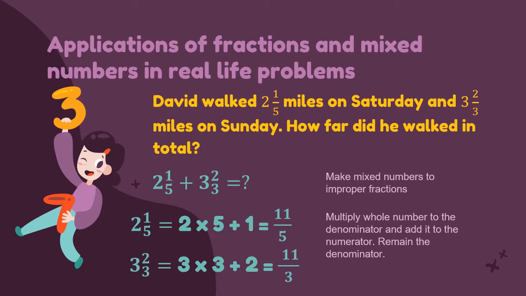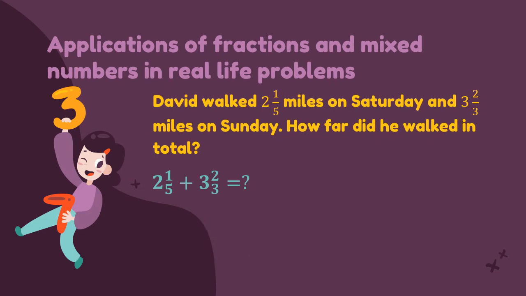Another value here is 3 and 2/3. So again, the whole number 3 multiplied to the denominator, which is also 3, and then add it to the numerator, which is 2. So we have 3 times 3 plus 2 is equal to 11, and remain the denominator, which is 3. Alright, so we have 11 over 5 plus 11 over 3. Since they are already improper fractions, we can now add these two fractions.